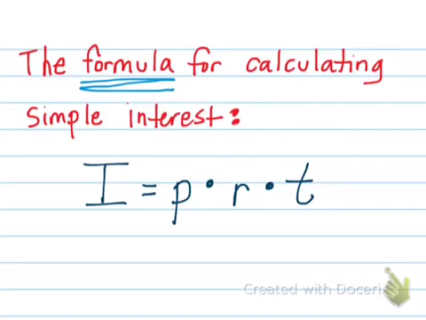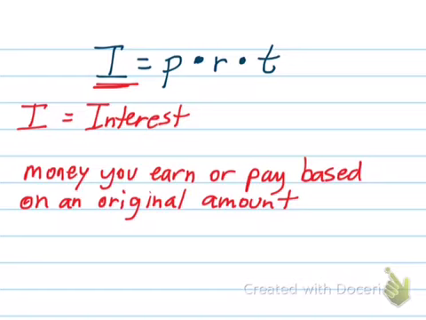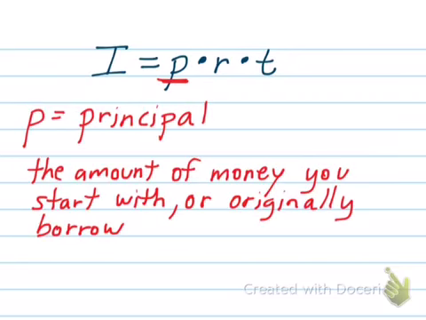So for the next few minutes, we're going to break down each of the variables. What does I mean? What does P mean? R and T. So first, let's start with I. I equals interest. It stands for interest. Again, money you earn or pay based on an original amount. Next is P, principal. Principal is the amount of money you start with or originally borrow.